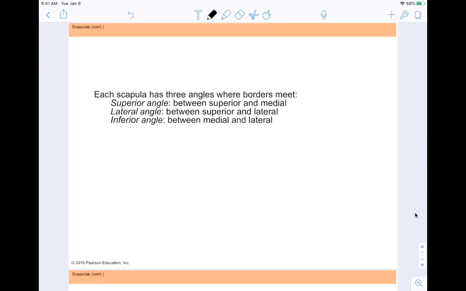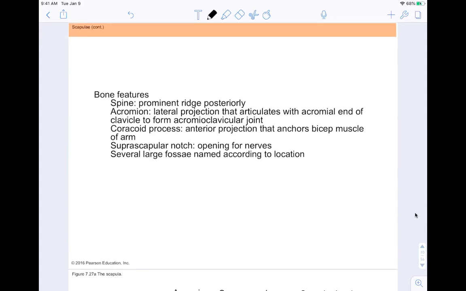Okay, each scapula has 3 different angles where the borders meet: a superior angle, lateral angle, and an inferior angle. And we'll look at all those in a second. And then our bone features we're going to talk about for each of the scapula, your shoulder blades. They have a spine, which is going to be something very prominent. It kind of looks like the spine of your body. It's a big ridge on the back of them.